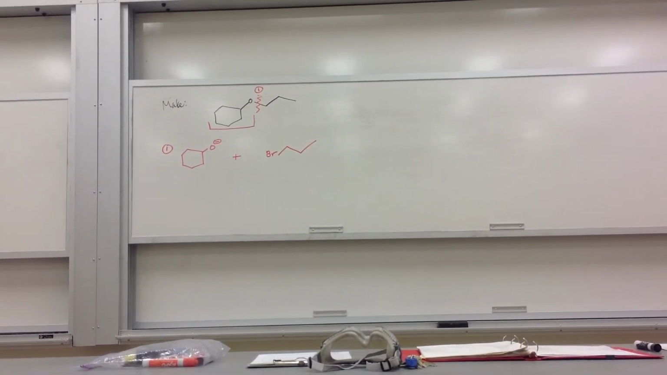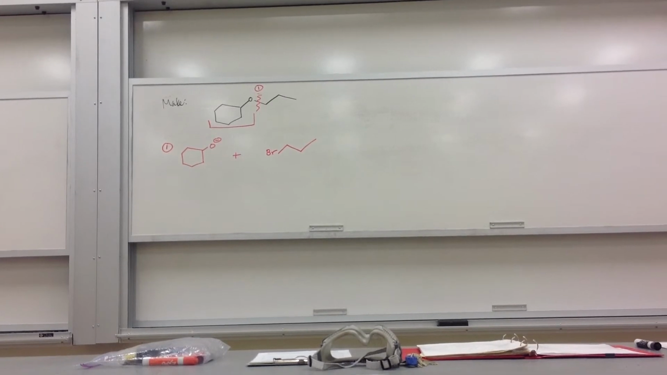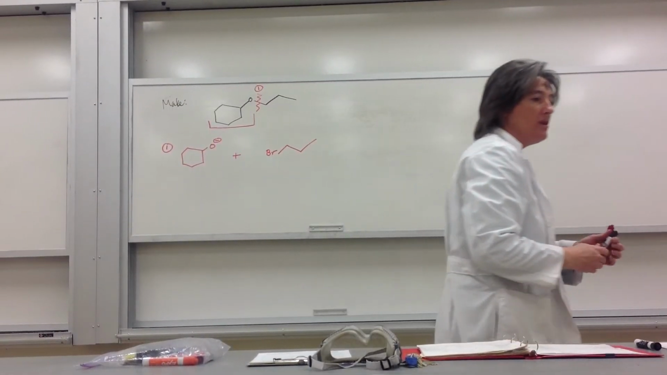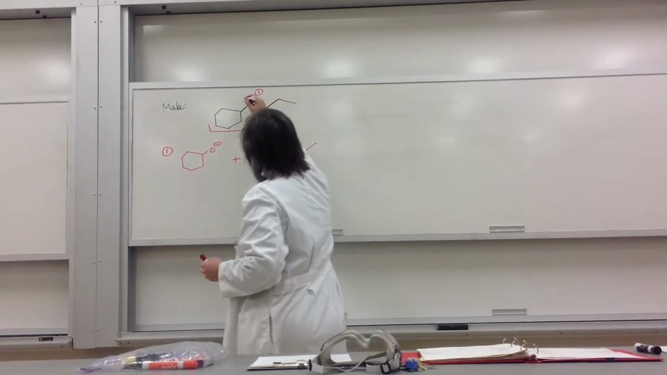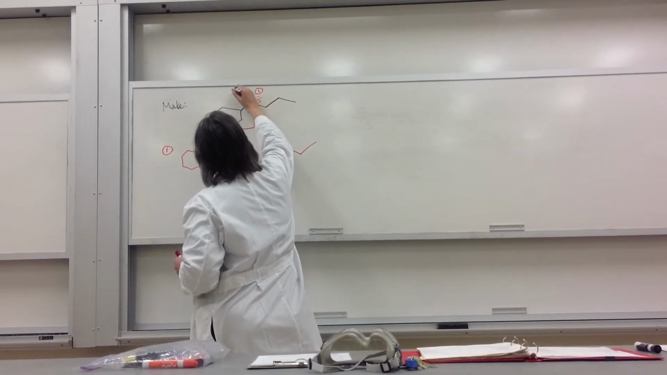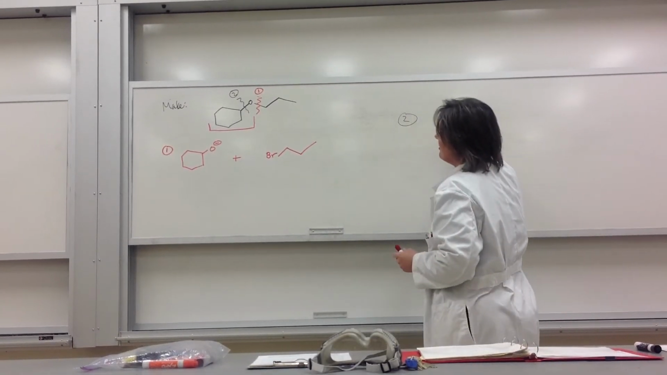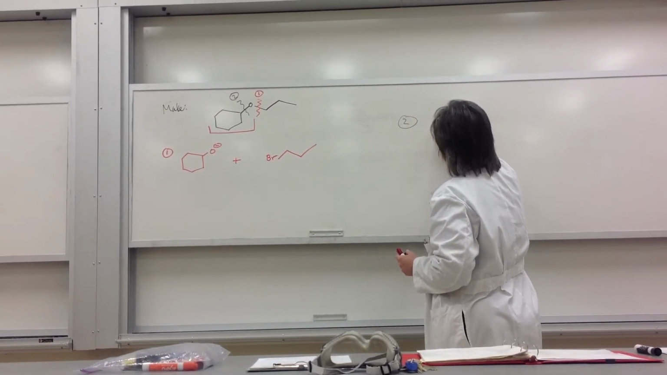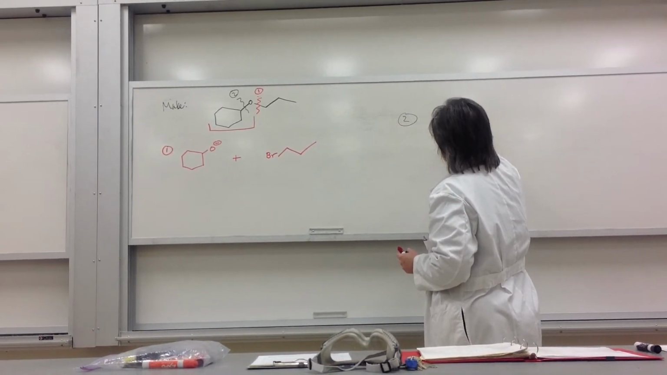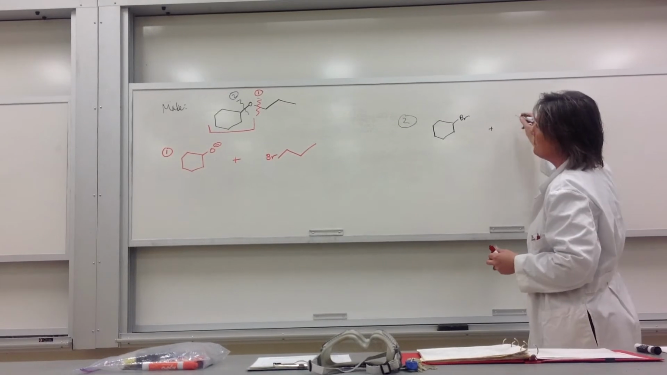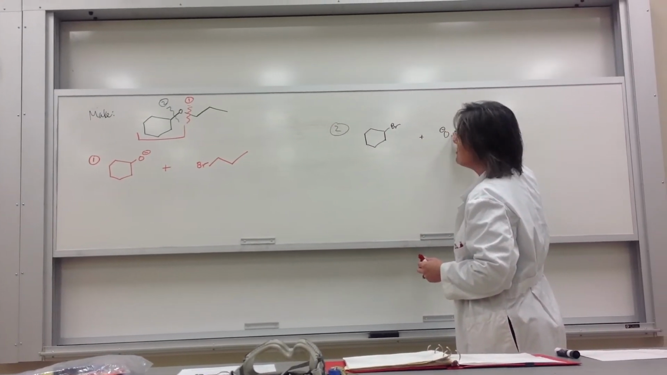Now I could have cleaved on the other side of the ether. I can go on either side of it. So we'll make that number 2. Could cleave right there. And if I did that, here's number 2. It's going to look like this. The cyclohexane has the halogen. And the one with the oxygen is that propyl group.